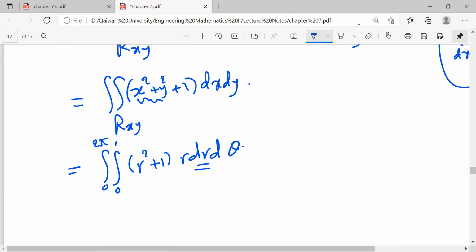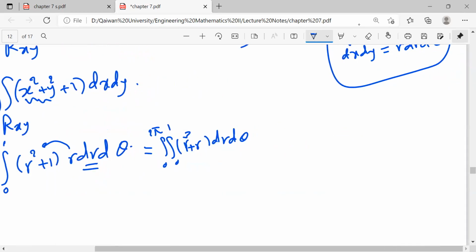Here we find just this double integration. It's easy. First we multiply this r into the bracket, we get the double integration from 0 to 1, from 0 to 2 pi, of r cubed plus r, dr d theta. Now we first integrate with respect to r, and it becomes the integration from 0 to 2 pi of r to the power 4 over 4 plus r squared over 2, from 0 to 1, d theta. We still have an integration with respect to theta.